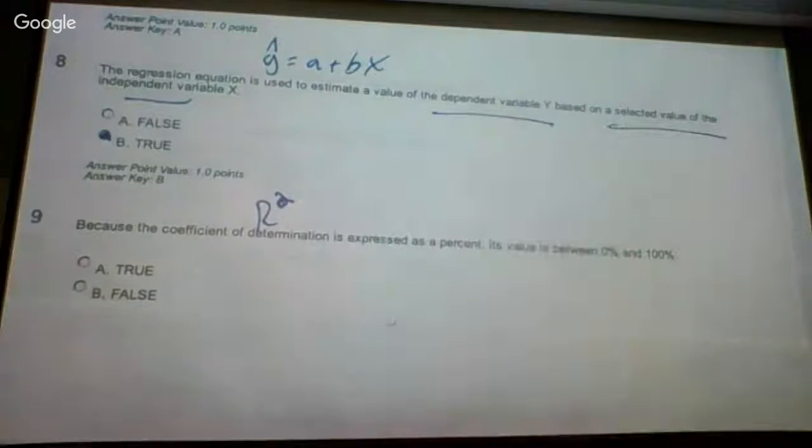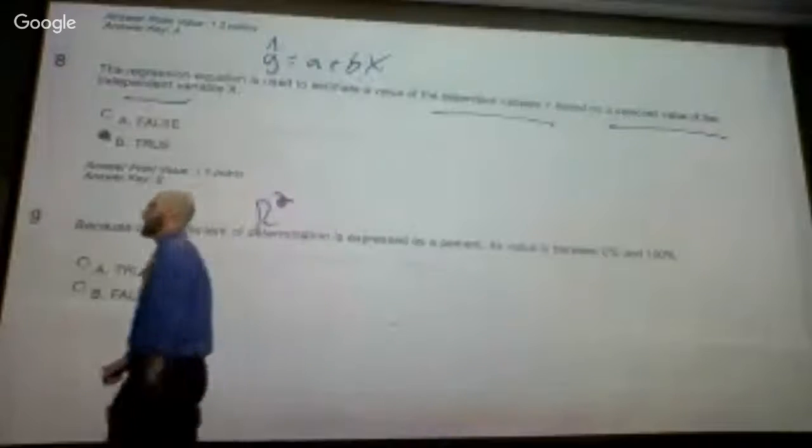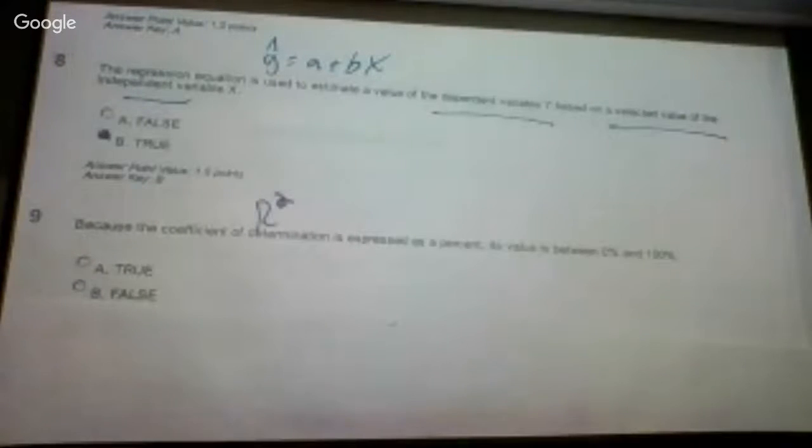What do you say, Julia? Percent between 0 and 100? It's like between 0 and 1. Otherwise known as and expressed as a percent. Oh, okay. So true. Between 0 and 1. 0 is 0%, 1 is 100%, between 0 and 100%. Well, yes. 9 is true. 9 down, 92 to go.